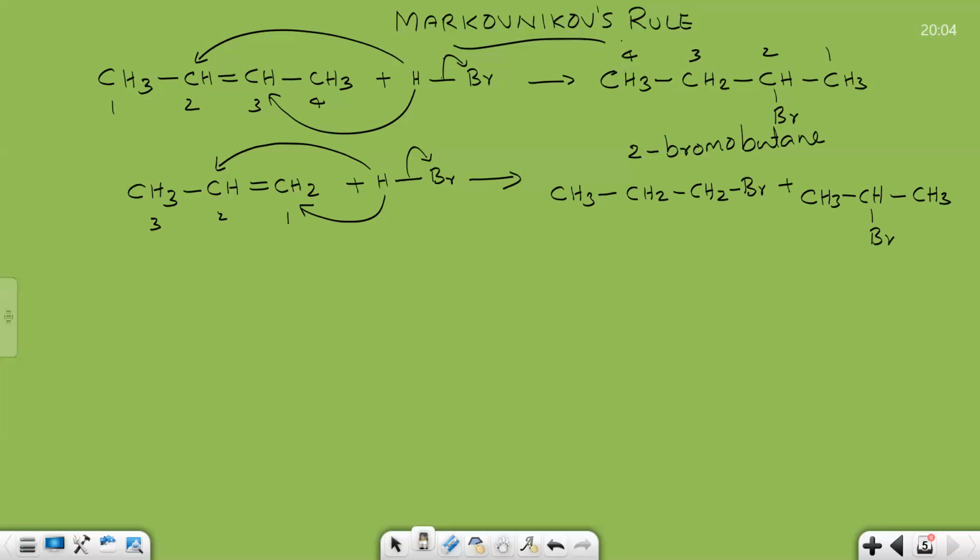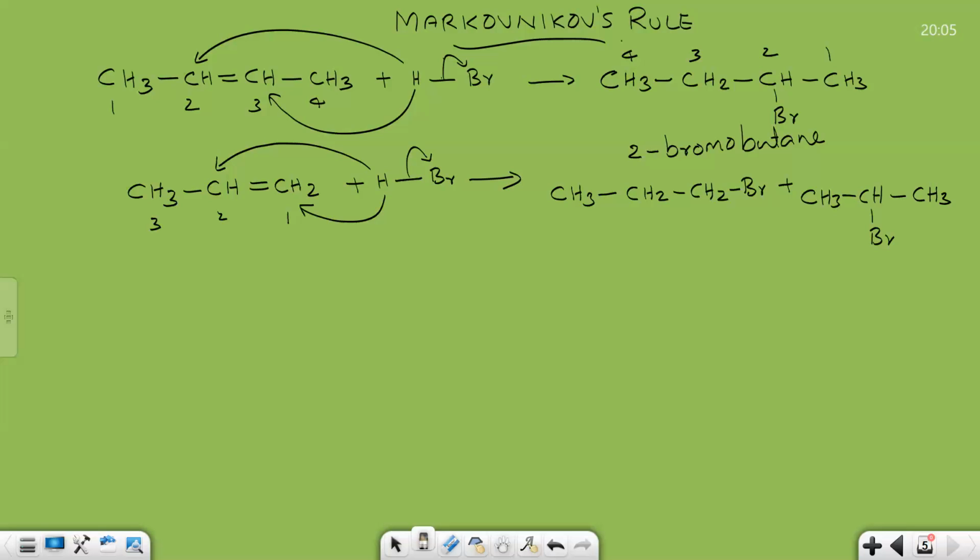Now, which one will be the major product? Here we can use Markovnikov's rule. Markovnikov's rule explains the major product formed when the addition reaction takes place on an asymmetrical alkene. As per Markovnikov's rule, when an asymmetrical alkene reacts with HBr, the negative part of the addendum will move to the carbon atom that contains less number of hydrogen atoms, or the carbon atom that contains more substitution.